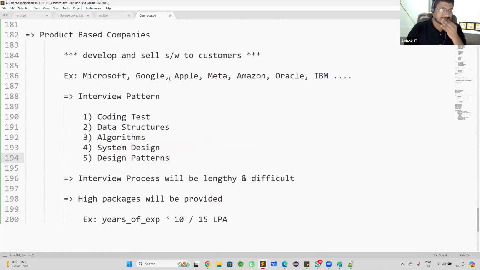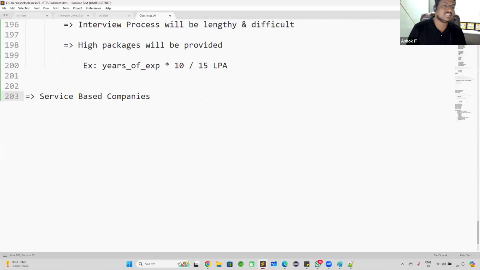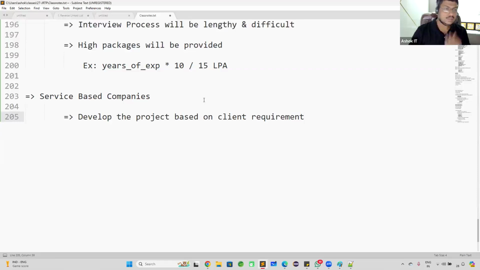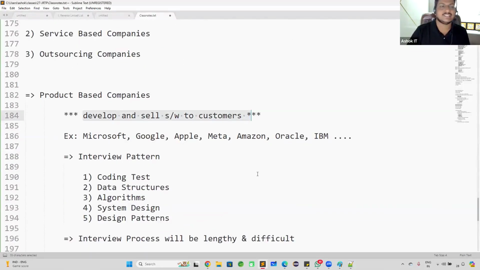Next one. The second category of companies is called service-based companies. These are the second category of project companies. So what is the meaning of this? Service-based companies in the market develop the project based on client requirements. Product-based companies develop the project and send it to the customers directly.